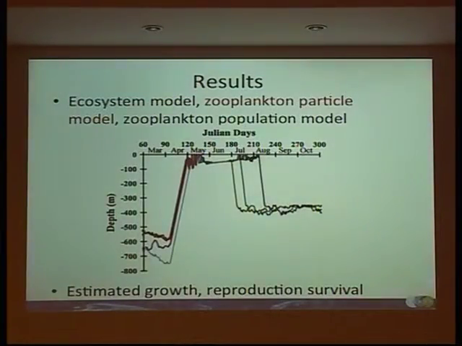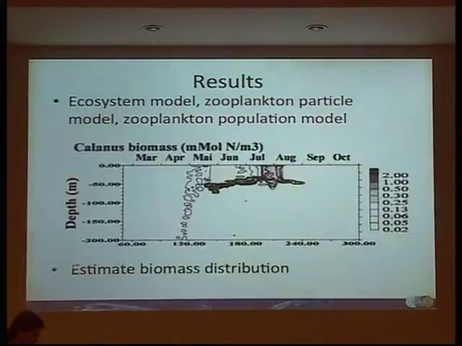You can also look at the characteristics of individual particles, which is shown here, estimating the growth, where it is in time, its migration, looking at its reproduction, and the survival. So this gives you 4 examples of the particles that were analyzed to look at those characteristics. And then you can take the Lagrangian ensemble particles and turn it back into a biomass. And here this is the distribution of the zooplankton biomass in this model.